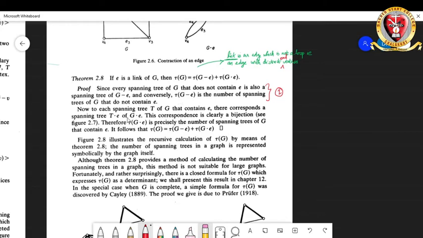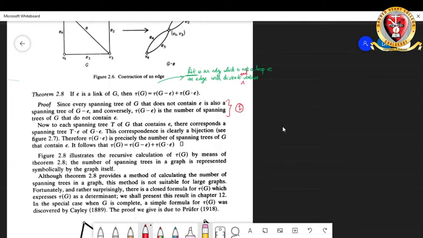Now, to each spanning tree T of G that contains E, there corresponds a spanning tree T dot E of G dot E. Whenever you have a spanning tree T of G that has E, the graph G dot E will have the spanning tree T dot E. And this correspondence is 1-1. Suppose T dot E is a spanning tree of G dot E, then T will be a spanning tree of G. That is our 1-1 correspondence. So tau of G dot E is nothing but the number of spanning trees of G that contain E.